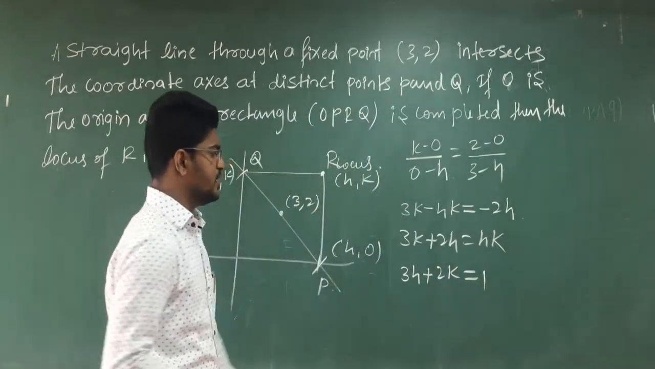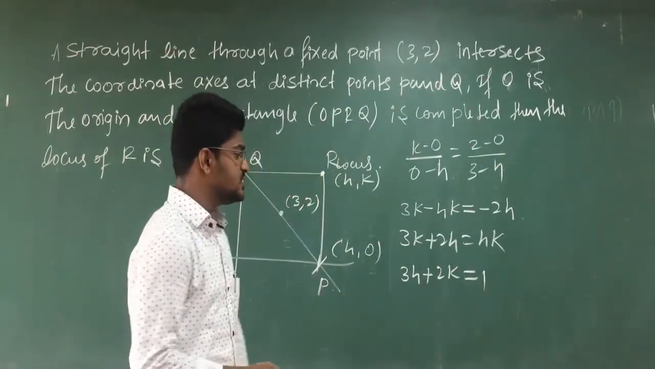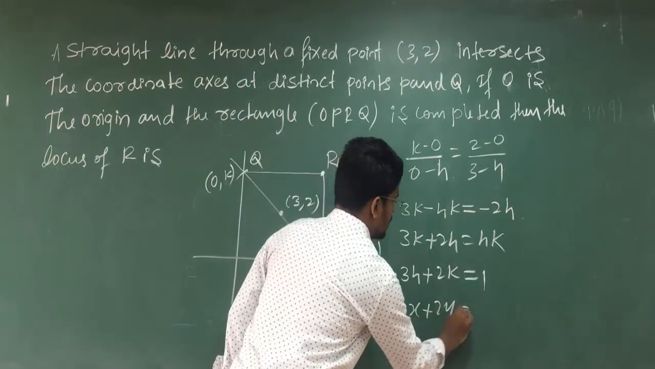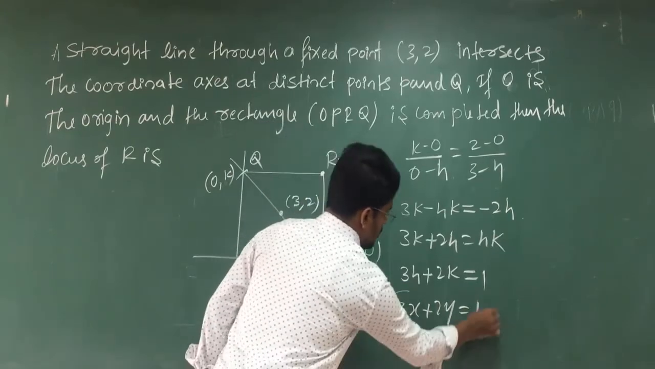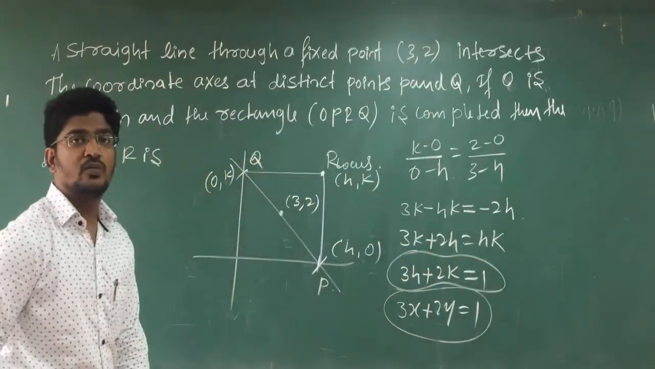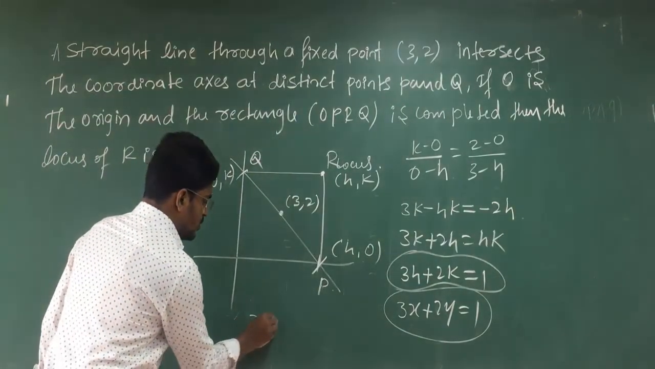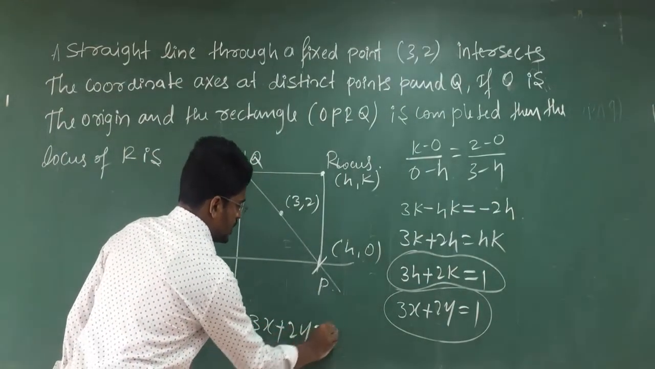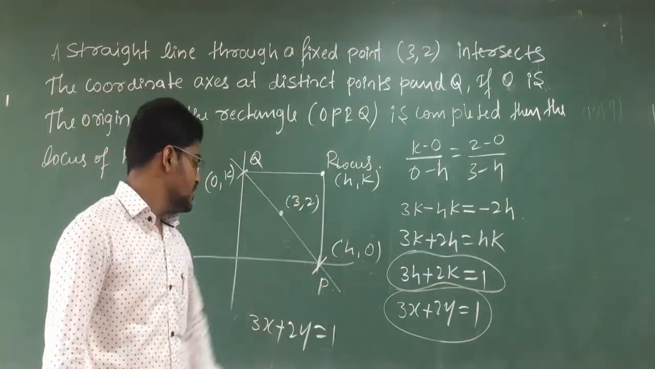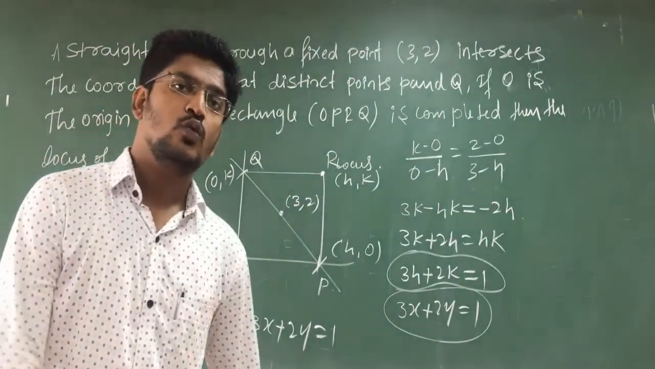So if I take h and k as x and y, it will be 3/x plus 2/y equal to 1. Either you write this or you write this, no problem. So this will be the locus of R, that is 3/x plus 2/y equal to 1. Okay.